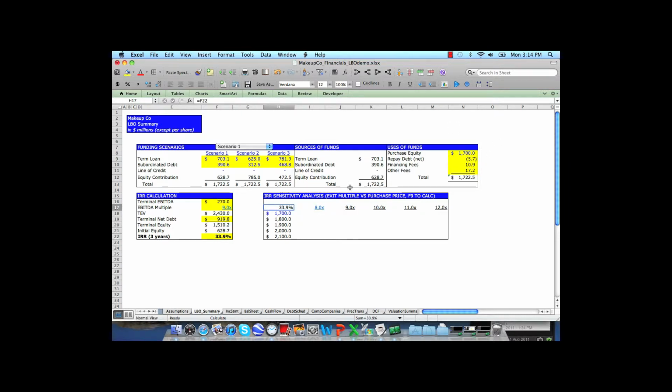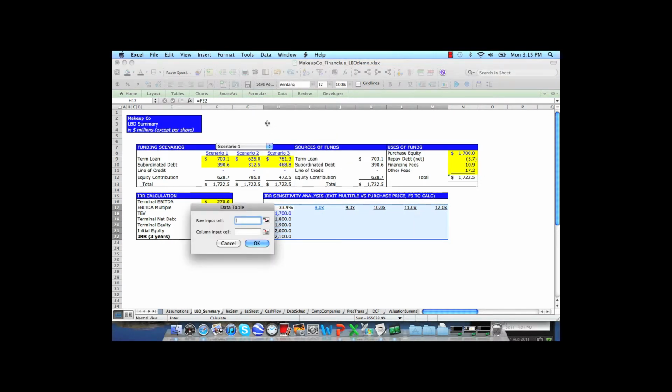Tell you first, in the corner, we put basically the value that we want to sensitize. So IRR, we want to see various IRRs based on changing these two parameters, exit multiple and purchase price. So I'm just going to highlight this whole range of cells. I'm going to go into data table, and I know that my row input cell is my EBITDA multiple.